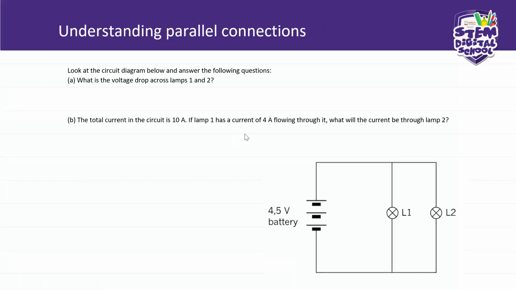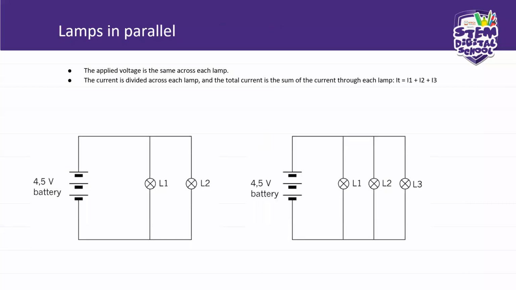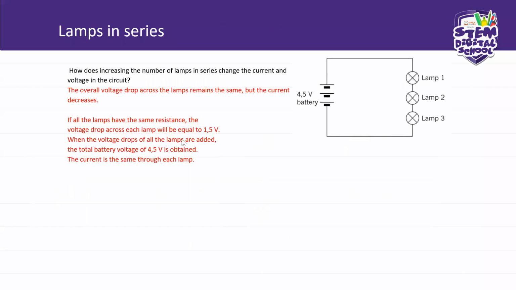Okay, let me take you back here. We said here the total voltage drop across the lamps is the same. It's 4.5 in the whole circuit. But these lamps will be sharing from the 4.5. Each lamp will be taking maybe 1.5 volts, because they are connected in series.